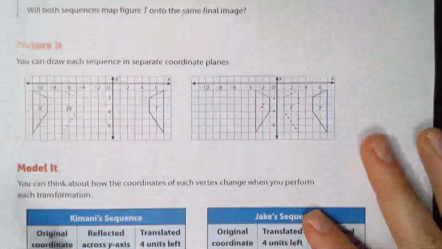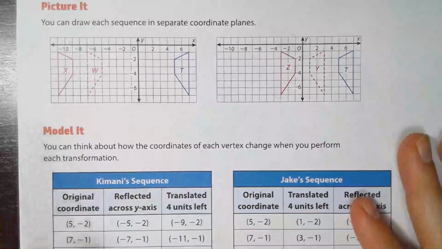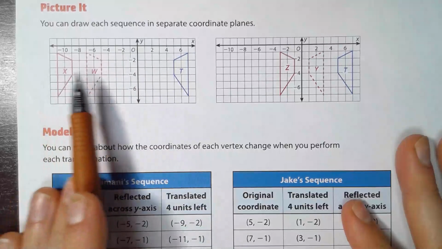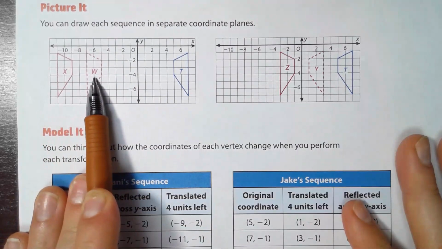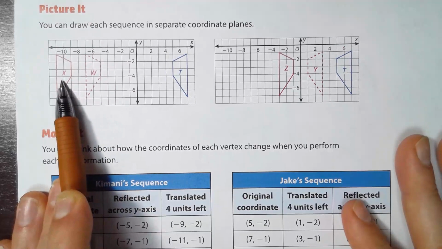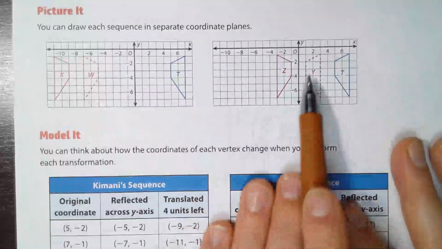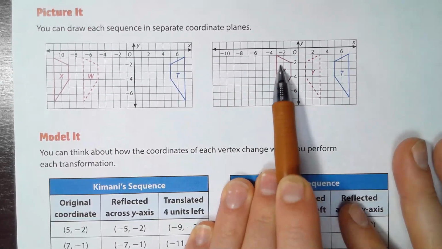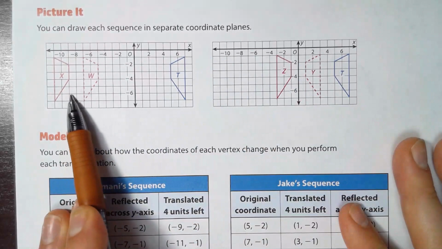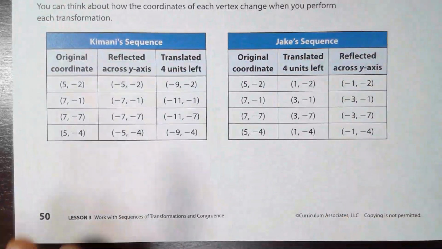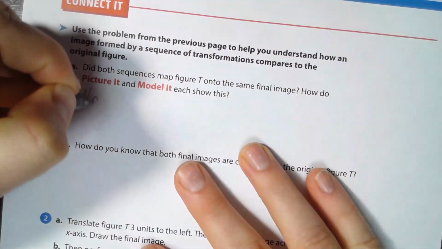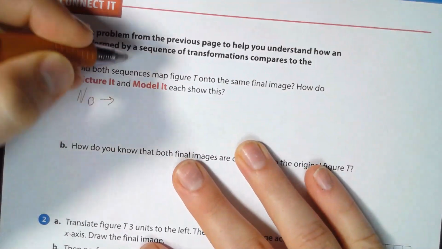And we see that on the next page. The book did it for us here. Thank you, book. Here's Kamani. He reflected, and we end up here, and then we moved over 4 more. Jake moved 4 to the left and then reflected. He is so much closer than Kamani is. We can see that in the points here as well. I think the point is, no, they don't end up in the same spot.